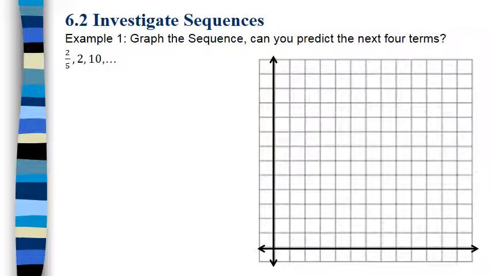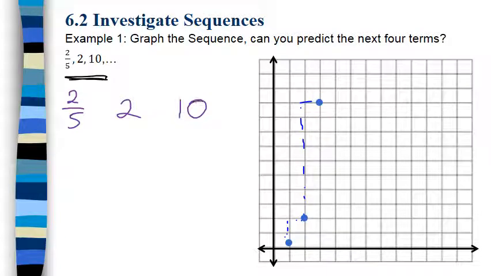So let's take a look at these three numbers right here. When we graph them, we notice that they are certainly not in a linear pattern. The rate of change to go from one to the next changes drastically. And so if we mathematically want to find the relationship between 2/5, 2, and 10, we want to think to ourselves, well, what operation gets us from 2/5 to 2, and then from 2 to 10?